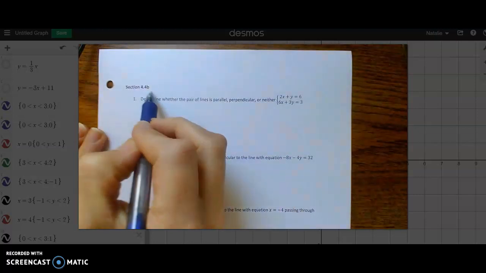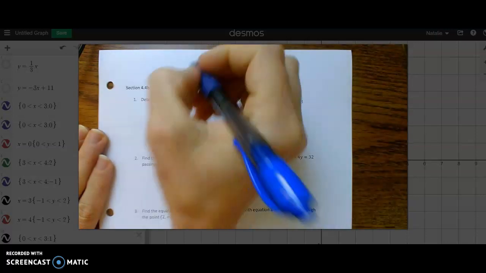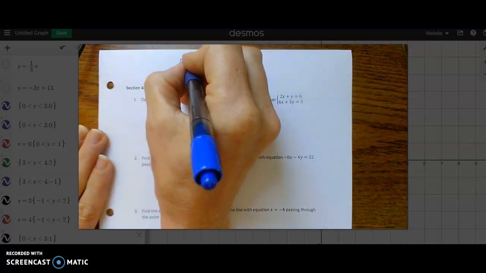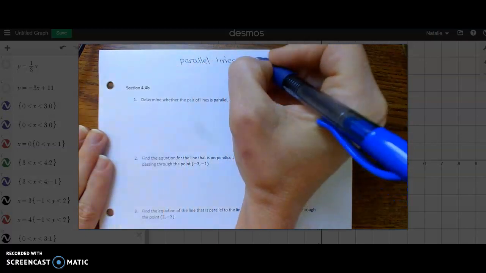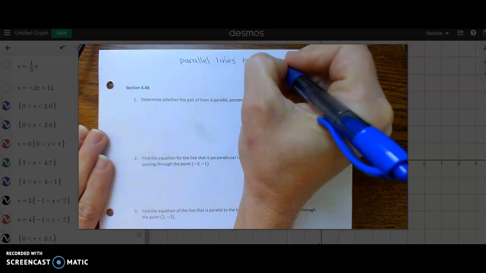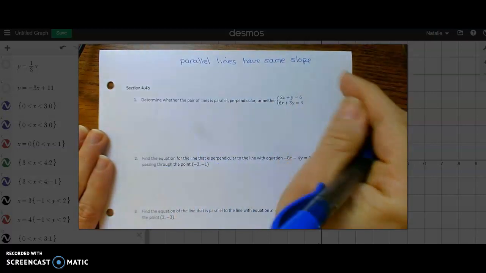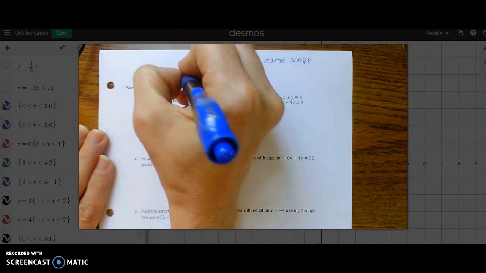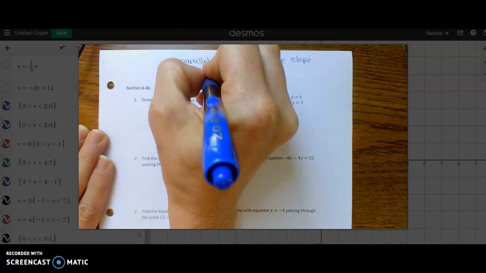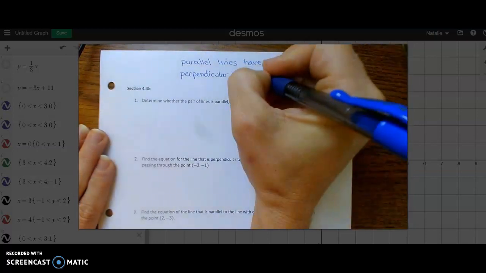All right, first, completing your homework for section 4.4b, we need to have a little bit of extra examples here. So most people realize that parallel lines have the same slope. Whatever m is for the one line has to be the same as n for the other. But perpendicular lines have negative reciprocal slope.